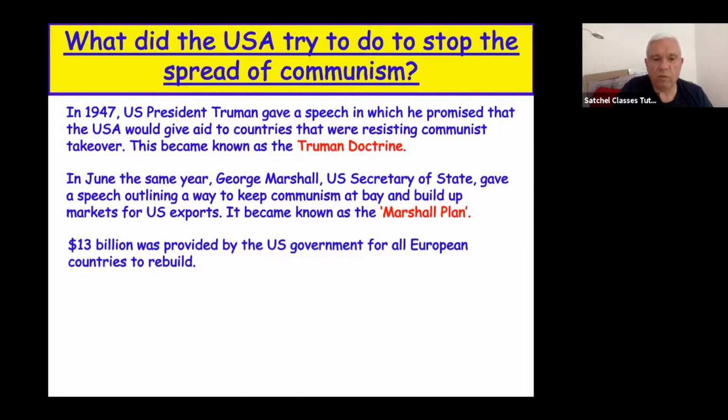$13 billion was provided by the US government for all European countries to rebuild. So Europe was rebuilt, and Britain got some of this as well. $13 billion was a lot of money back in 1945.